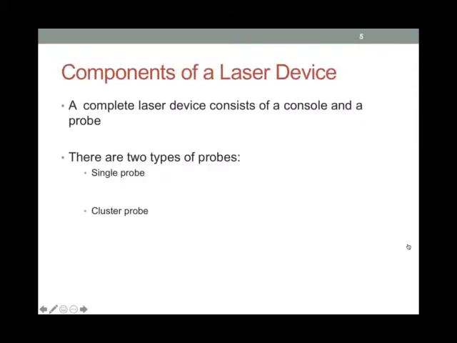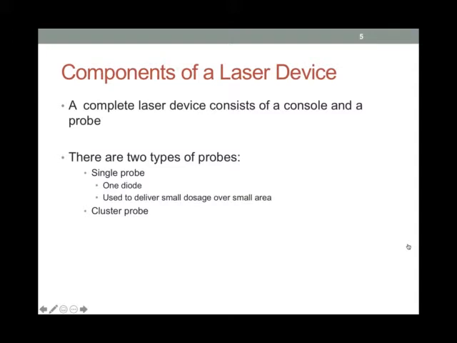A laser device is made up of 2 parts. There's a console that's delivering the energy to the probe, and there are different types of probe. What you saw before were examples of different types. What we have at the college here is a single probe, so there's one diode, and we'll find out what a diode is. We use those single probes to deliver a small dosage over a smaller area.